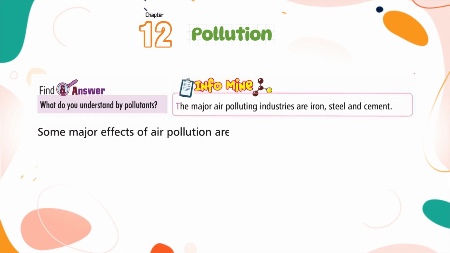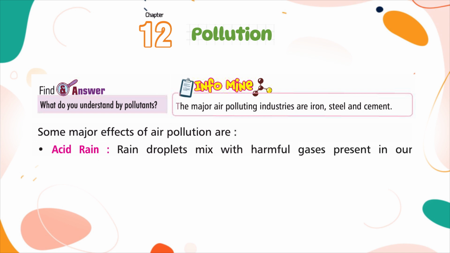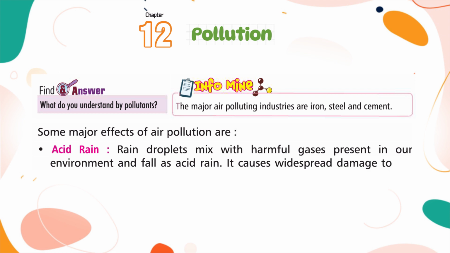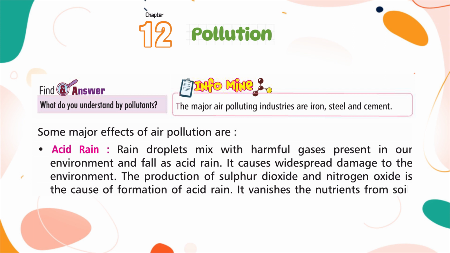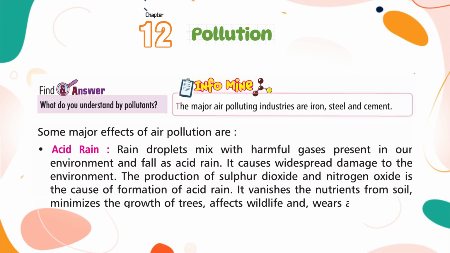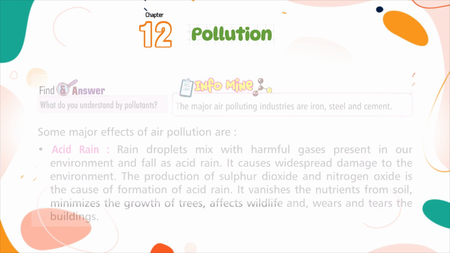Some major effects of pollution are acid rain. Rain droplets mix with harmful gases present in our environment and fall as acid rain. It causes widespread damage to the environment. The production of sulfur dioxide and nitrogen oxide is the cause of formation of acid rain. It vanishes the nutrients from our soil, minimizes the growth of trees, affects wildlife, and wears and tears buildings.